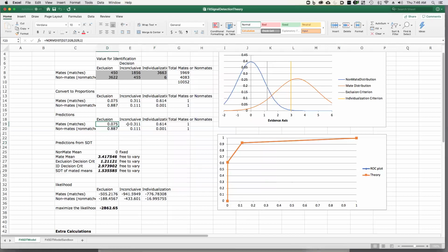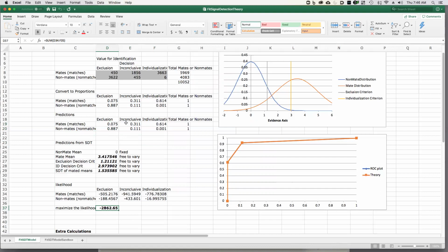predictions are very, very close to the actual proportions here. Almost identical. They won't be exact. Well, they may actually be exact in this situation, except for rounding error. Also notice that this number here got closer to 0. I forget exactly what it was, but this is closer to 0 here.